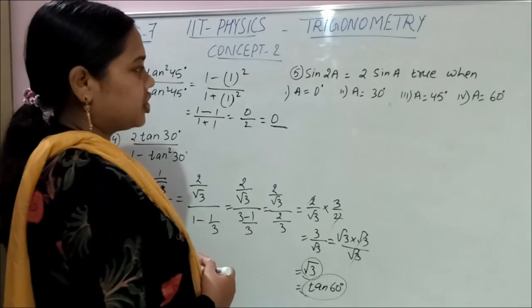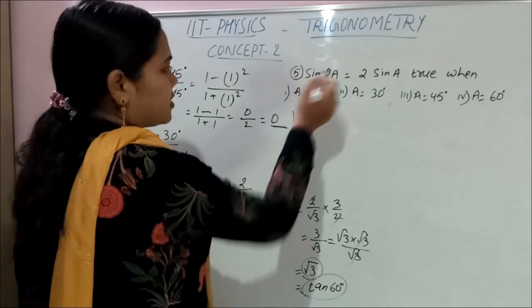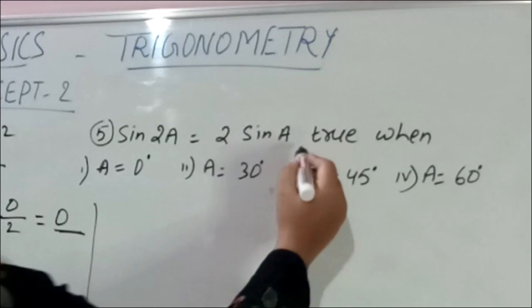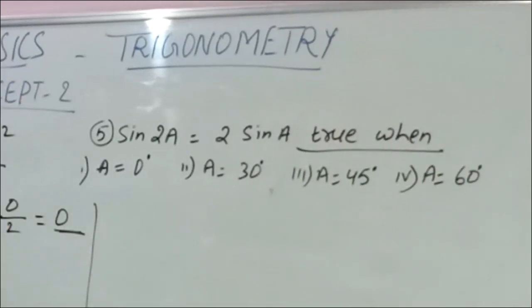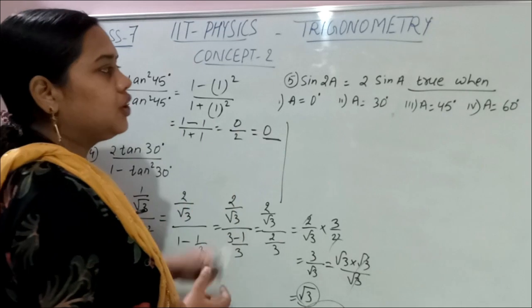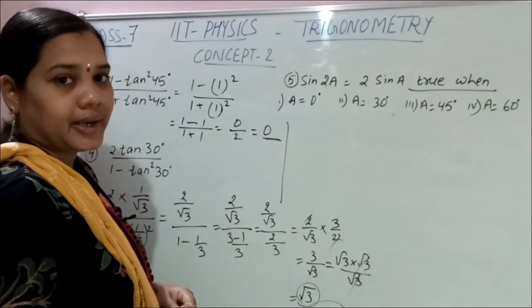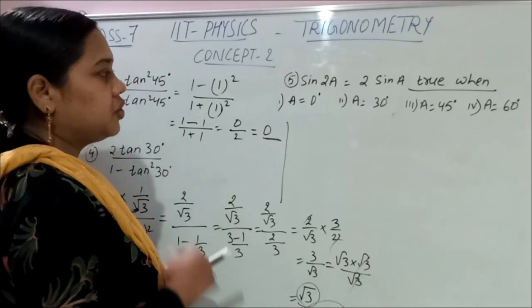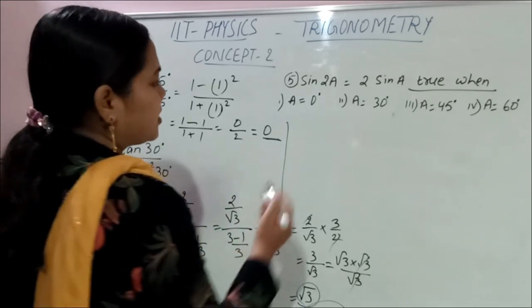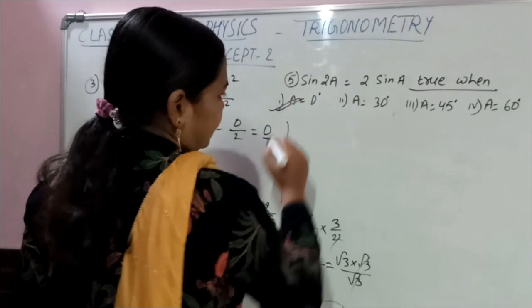Next question, see children, what is given? Sin 2A is equal to 2 sin A. Whether it is true or not for these values. So out of these values, for which value of A is sin 2A equal to 2 sin A? Okay, so you have to check for every value and you will see first you will get it.